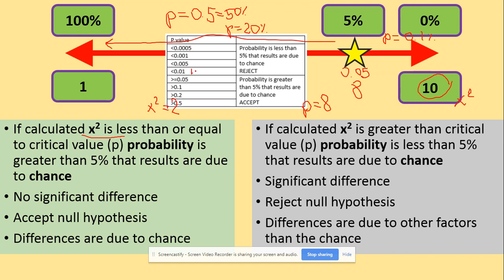So for example, here is 1%. So you're going to reject the null hypothesis. Here we've got 10%. So in that way, you are going to accept the null hypothesis because the probability is higher than 5%. Right.